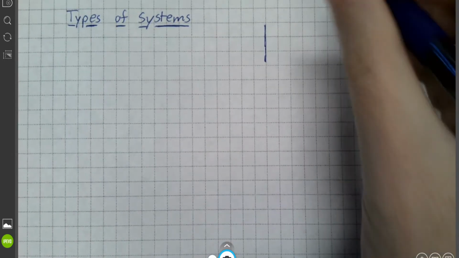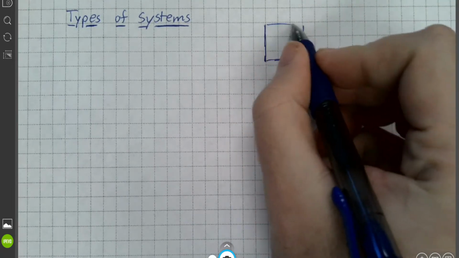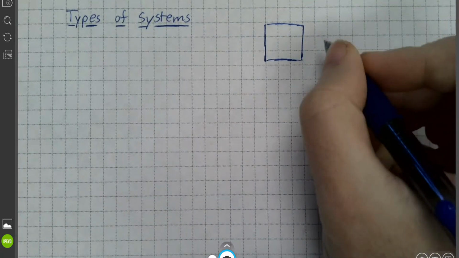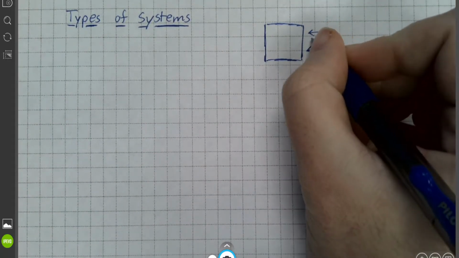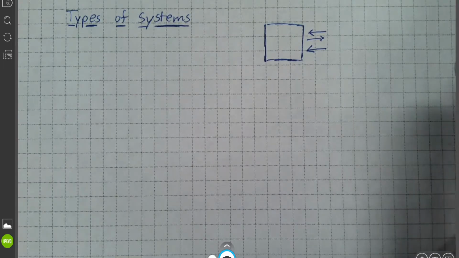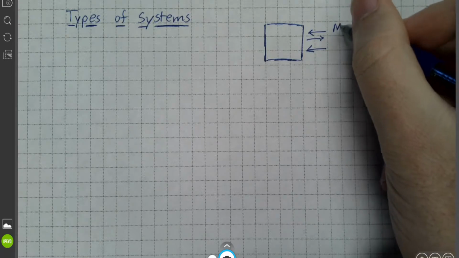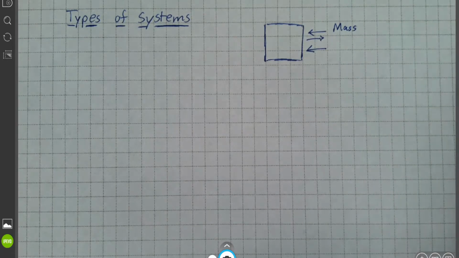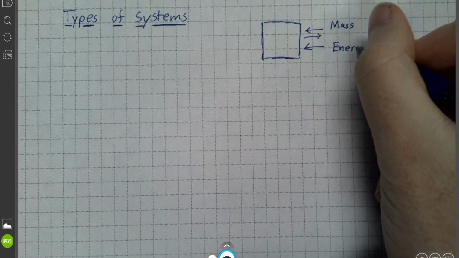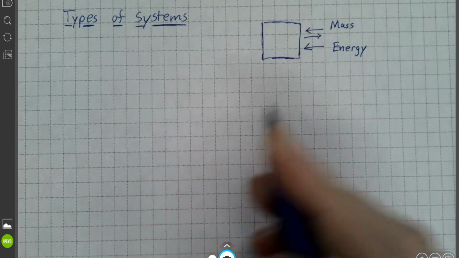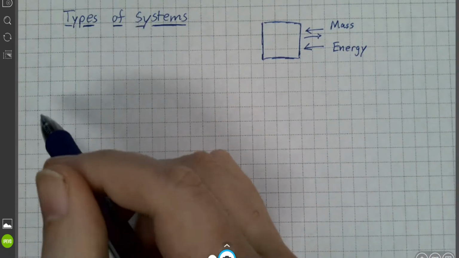So if you have a system, which we can just write as a little block or some box, these are boundaries for whatever is in the system. What you let into the system and what you let come out of the system makes a difference. One of two things can come into and out of a system from a physics standpoint: mass can go into and out of a system, or energy can go into and out of a system. How much you let come out depends on what kind of system you have.